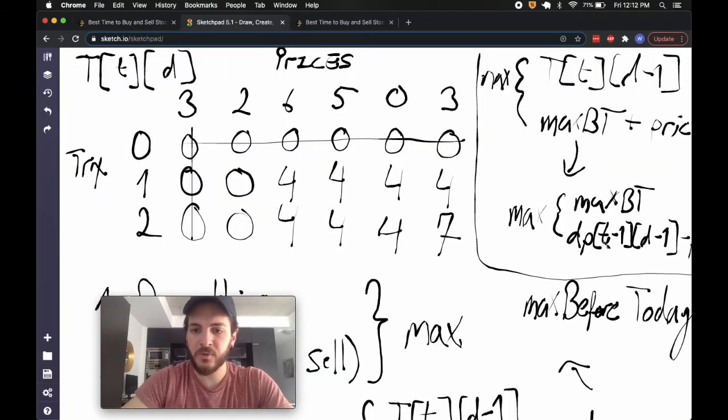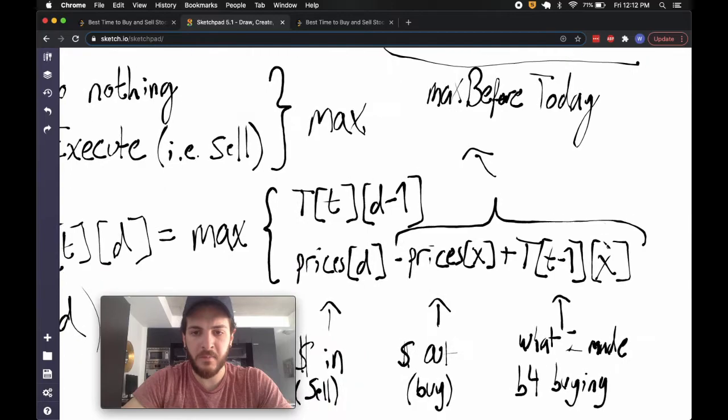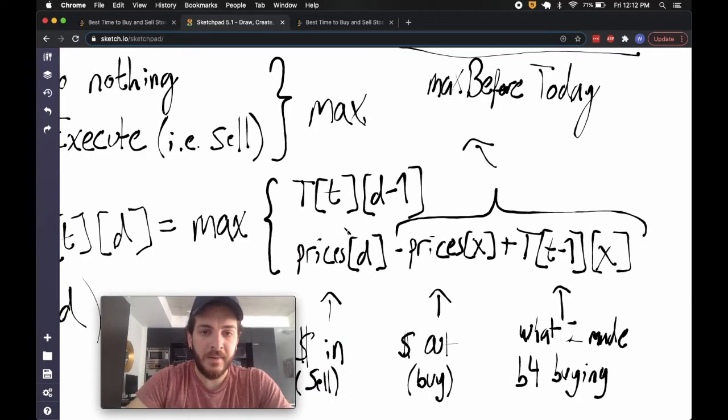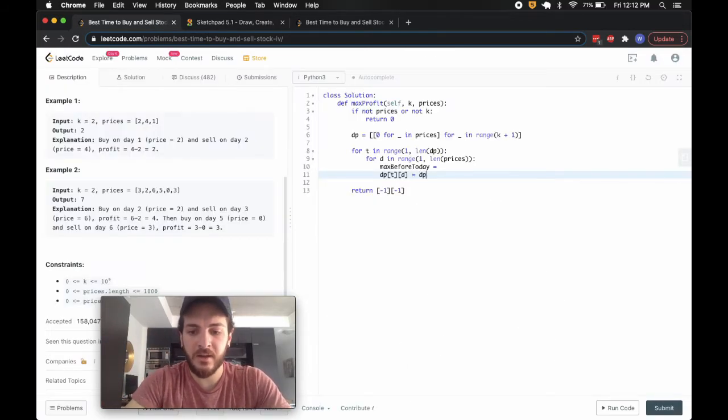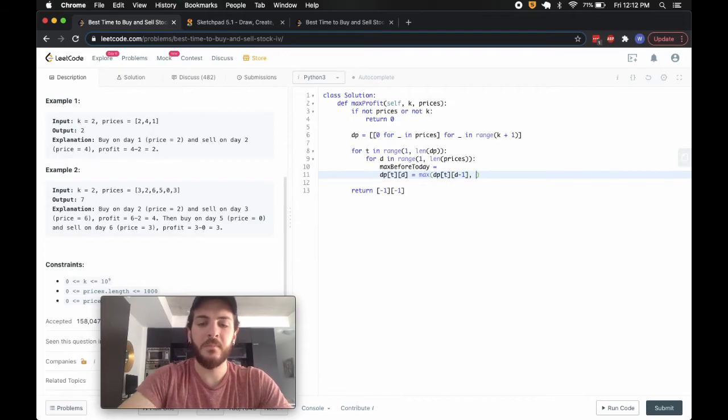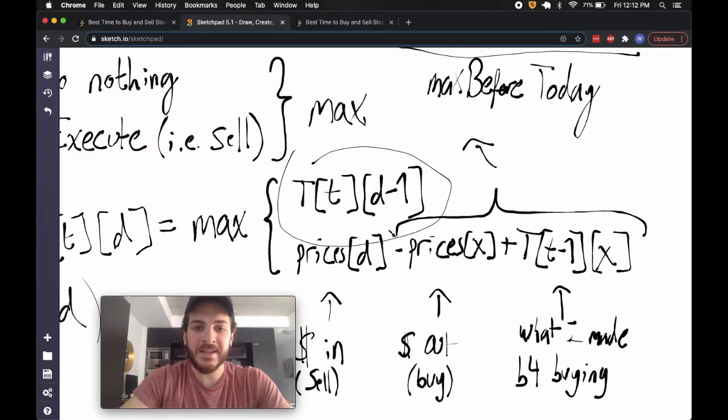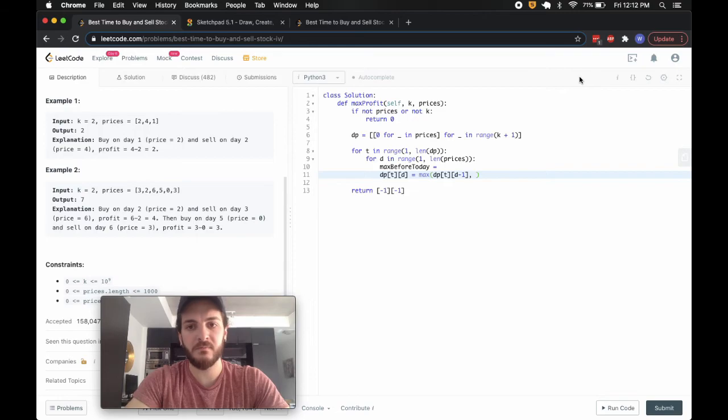do the second one first, where we talked about the maximum over here. So we said it would be the maximum between yesterday's profit at today's transaction, so dp of t, d minus 1, and rather this is all going to go in a maximum. And the second part is today's profit, or today's revenue, excuse me, minus the max before today. So today's revenue, which is prices of d, plus max before today.